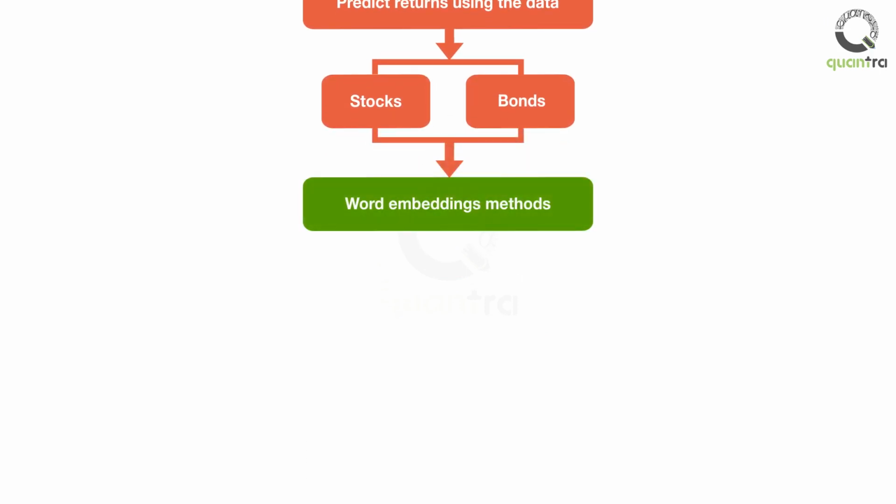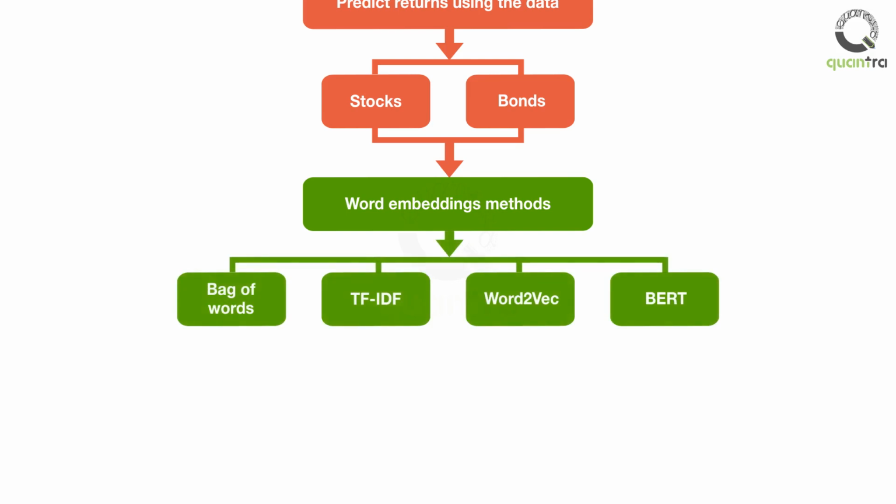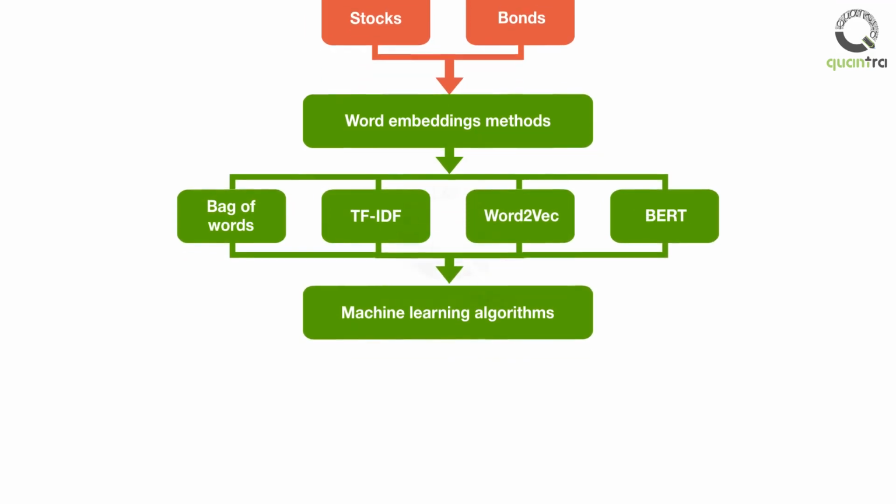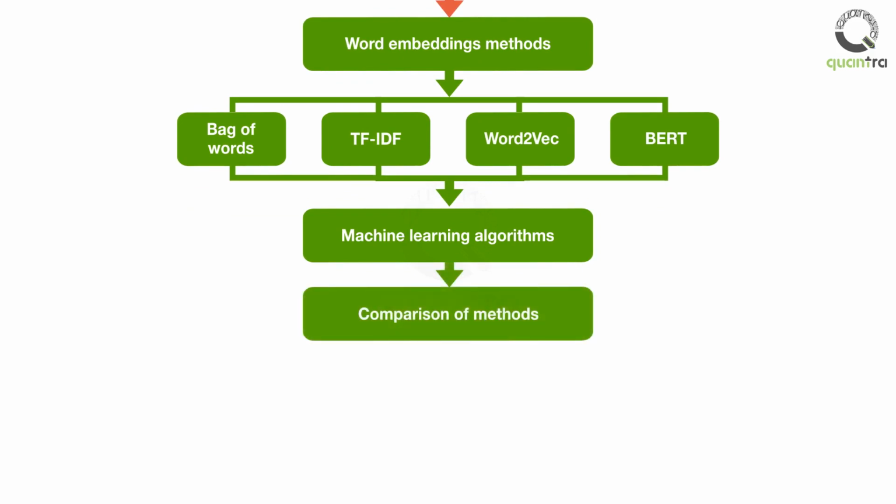Next, you will learn about word embeddings and different word embedding methods, such as bag of words, TF-IDF, Word2Vec, and BERT. We feed these word embeddings to machine learning algorithms to predict sentiment score. After this, we will compare each of the embedding methods.